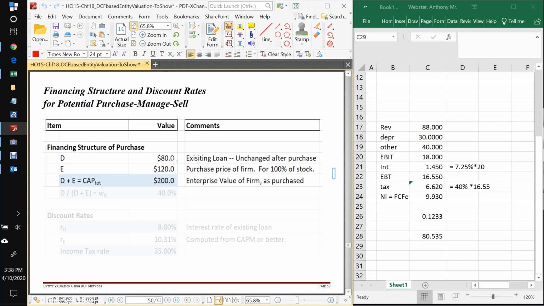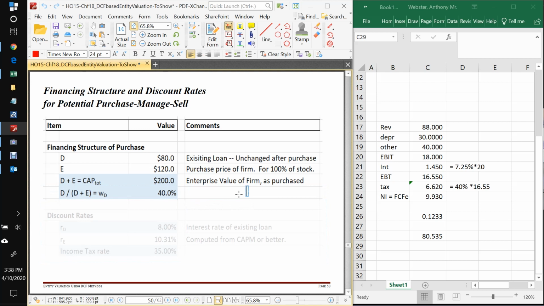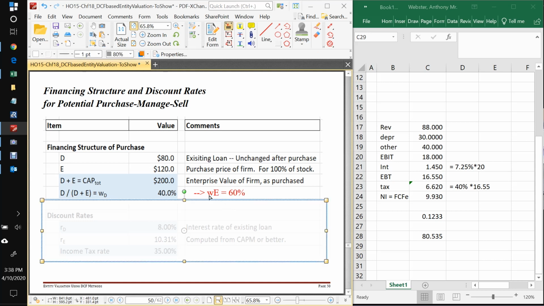So they've got the D already, they've got their E they're going to put in, so the total is 200, okay? And the weight of debt we can compute from that. D over D plus E is 40%, and that means, of course, that WE is equal to 60%, right? Because WD and WE have to add up to 100%, okay?